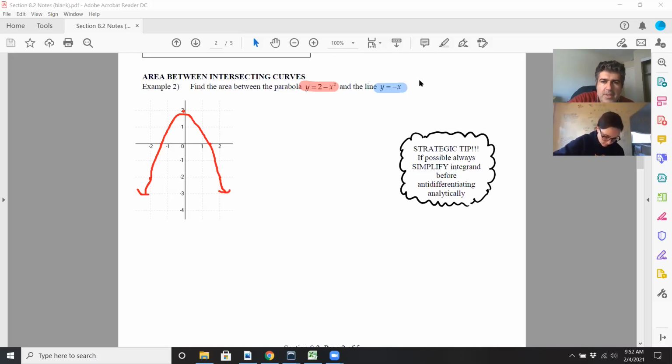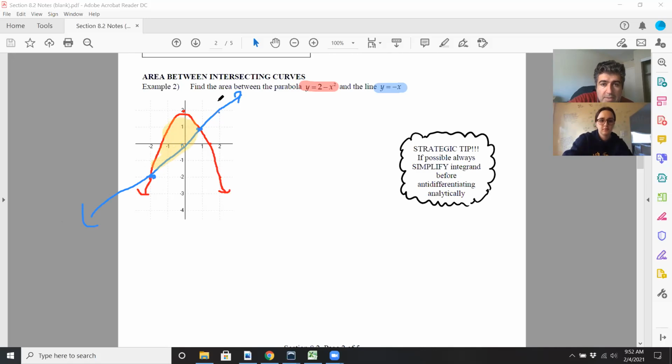And negative x. Okay, not the best looking line, but you get the point. Okay, and I want to find this region. So you're asked to find the area between the two curves.